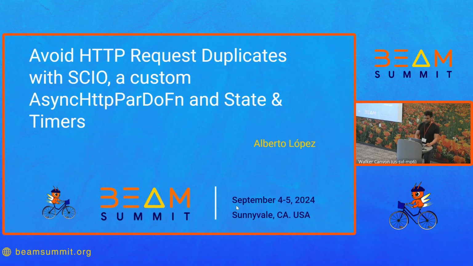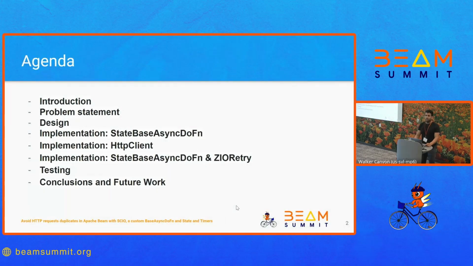So let's kick off. I'm going to start with an introduction, and then we're going to go through a bit of the problem statement, and then the initial assessment and design. The three main points regarding the implementation are the StateBaseAsyncDoFn function, the HTTP client we're using, and the StateBaseAsyncDoFn function with a retry that we were inspired by. Then a bit of testing and conclusions.